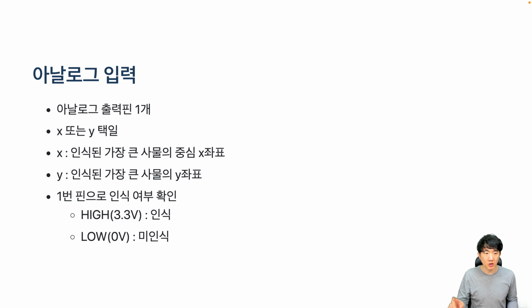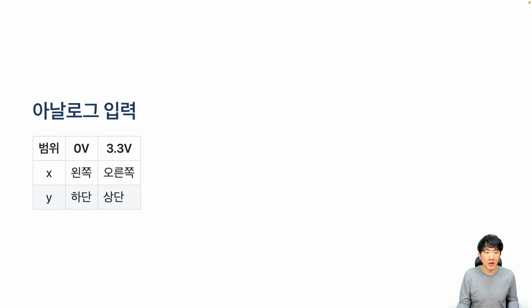You can select this in the settings, and as I mentioned, it provides the center X coordinate and Y coordinate of the largest object recognized by Pixy2. So, if pin 1 is high, it is recognized, and if pin 1 is low, it is unrecognized, which means there is no need to check the analog output. Assuming it is recognized, if the voltage is 0 V, then X is at the far left. If it is 3.3 V, then X is at the far right. Next, if it is 0 V, then Y is at the bottom. And if it is 3.3 V, then Y is at the top.